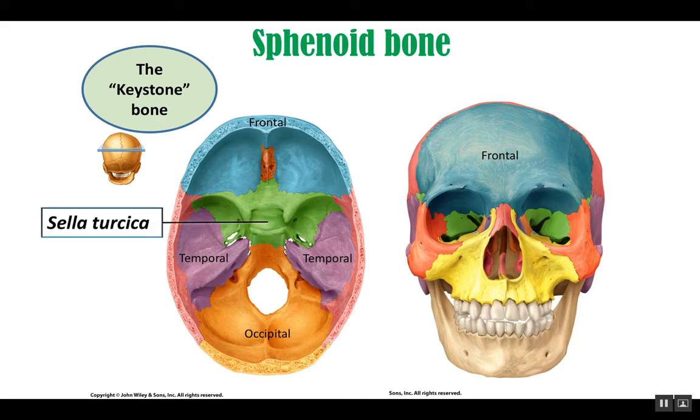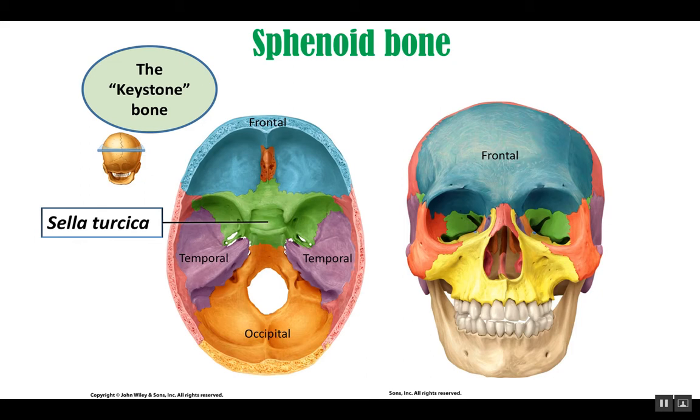One significant structure on the sphenoid bone is known as the sella turcica. Sella turcica actually means Turkish saddle. It looks like a saddle that you would put on a horse. Maybe not at this view, but when we look at a mid-sagittal view, you'll note this saddle-like shape.